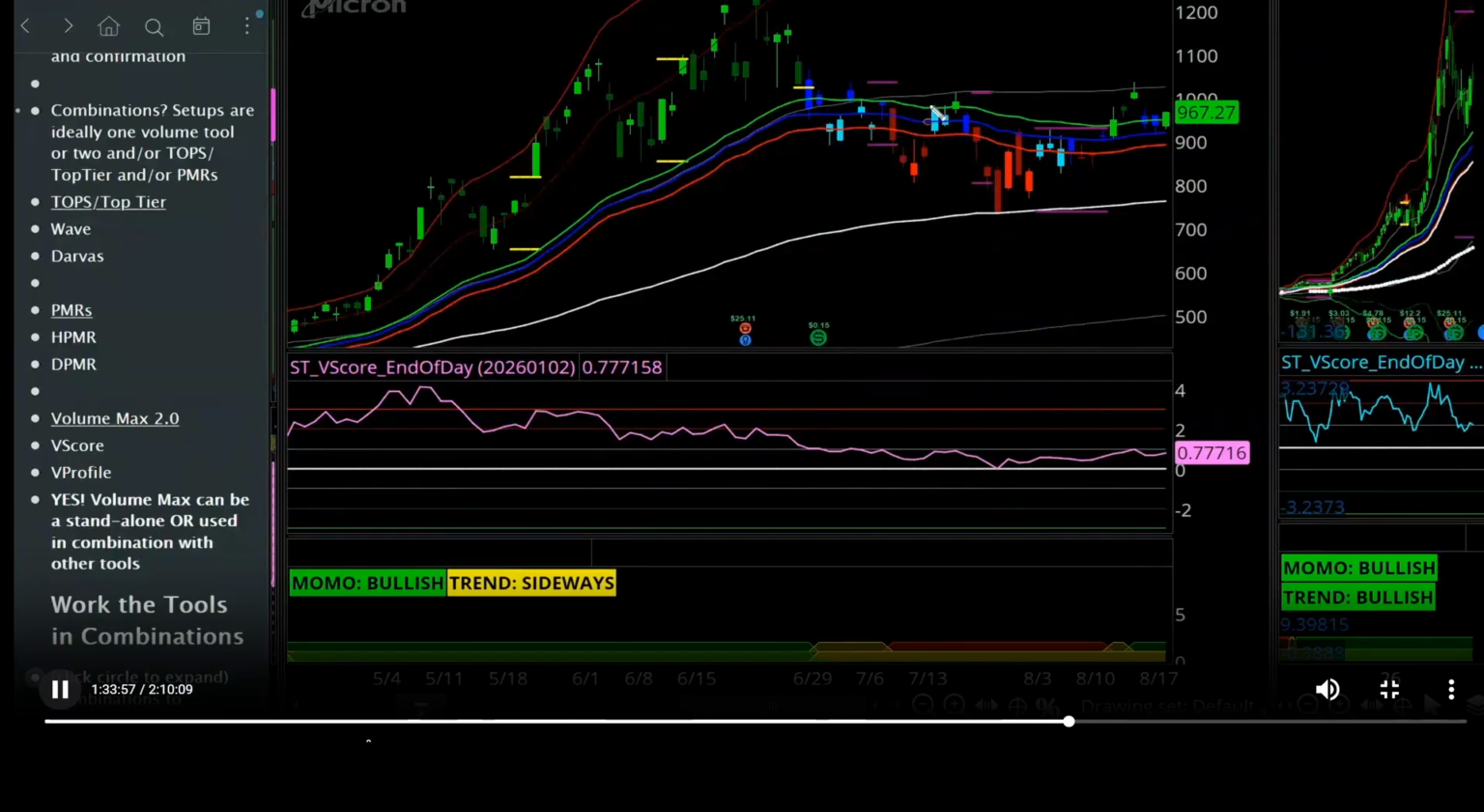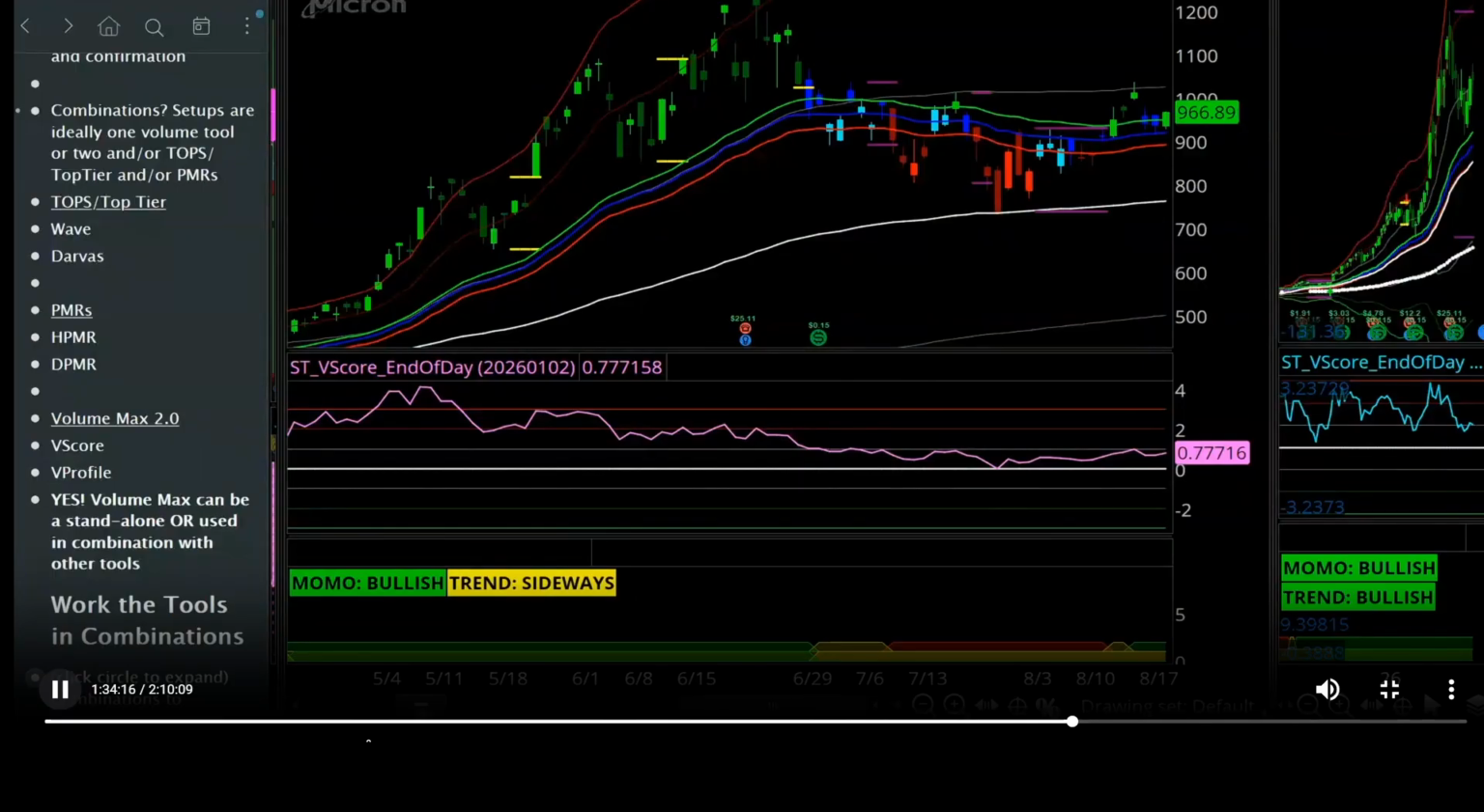No. Now, if you said, okay, Rog, I get it, but where are we stuck? You know, it's actually, you can see it pretty clearly. We are just right now chopping around between the mean at the 0 of the VScore and the +1. We're just chopping around in that area.